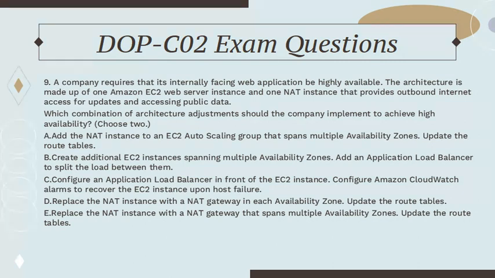Choose 2. A. Add the NAT instance to an EC2 Auto Scaling group that spans multiple Availability Zones. Update the route tables. B. Create additional EC2 instances spanning multiple Availability Zones. Add an Application Load Balancer to split the load between them. C. Configure an Application Load Balancer in front of the EC2 instance. Configure Amazon CloudWatch alarms to recover the EC2 instance upon host failure.